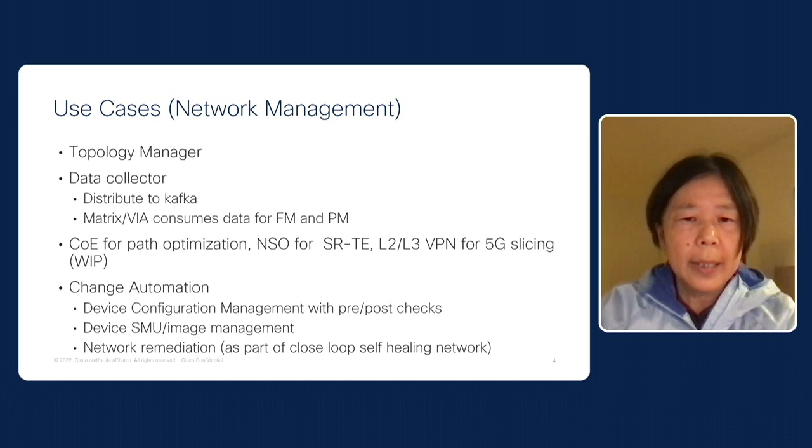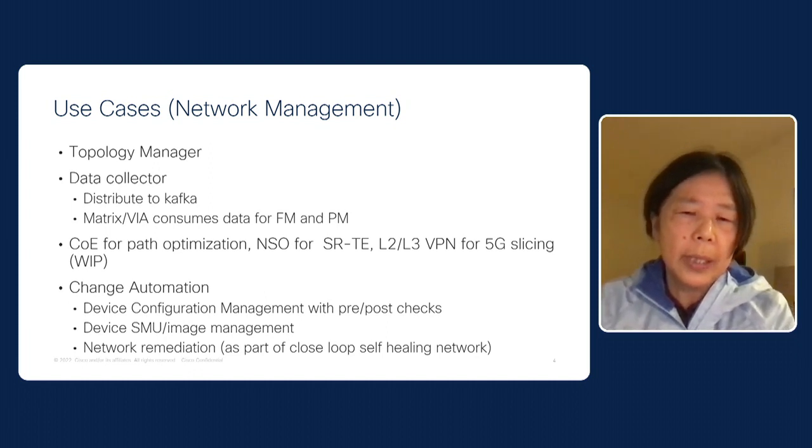So those are the data collectors. Once data is collected, and by the way, I probably mentioned in the previous slide, it includes telemetry, so gNMI, and also syslogs and SNMP traps. That data is distributed to Kafka, and Matrix Virtual consumes the data to do anomaly analysis and AI ops analysis, and makes the data available through a dashboard.